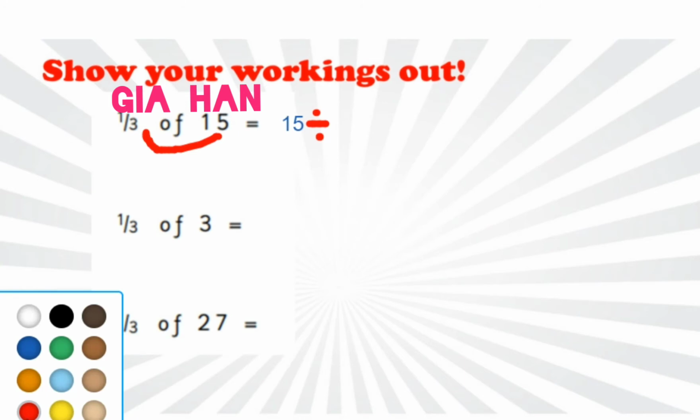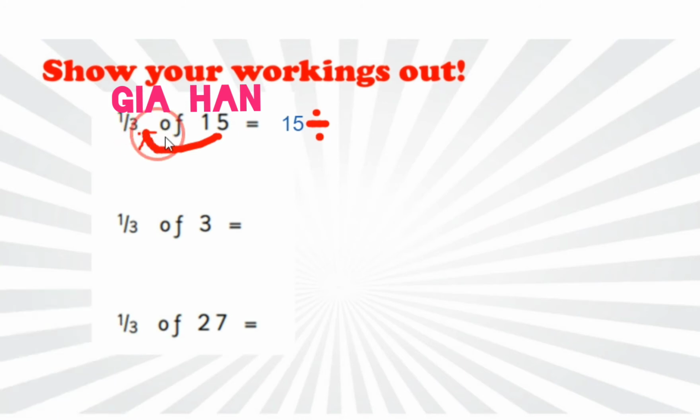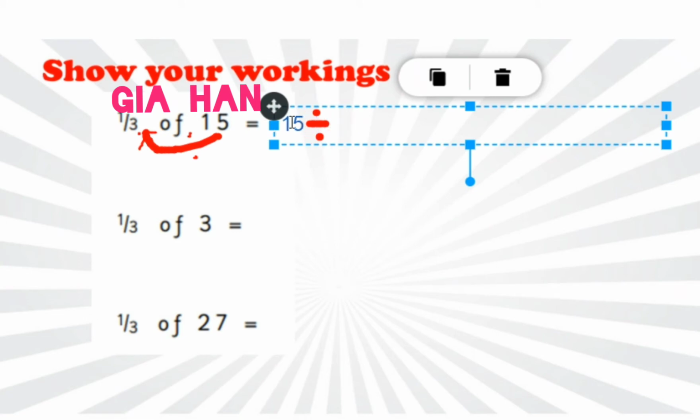You can make yours a bit smaller if you want. I'll make mine a bit smaller. So 15 divided by 3. And you can do a little division symbol in there if you want so you don't forget. So what's 15 divided by 3? What does that equal? It's 5.